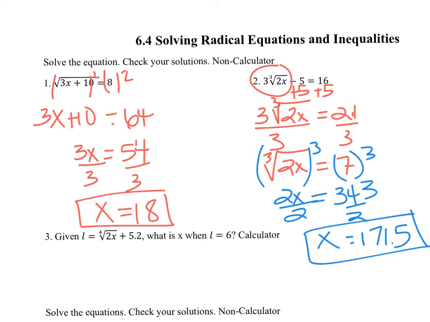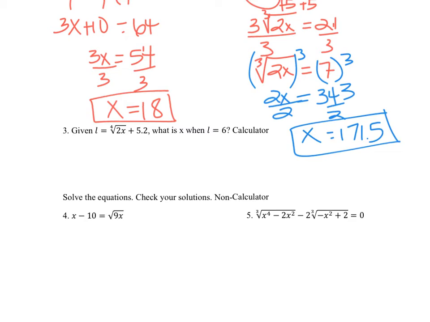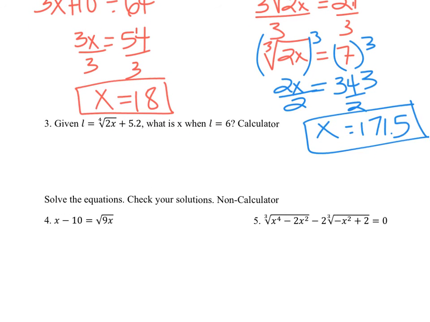I'm not going to write on that just because I want to save time. Okay, I don't want you spending a lot of time doing that, but I just wanted to make sure that you understood how to check your answer. Okay, so now it says that L is the fourth root of 2x plus 5.2. But if L is 6, what is going to be x? So it's still the same thing, but now we actually have to put the 6 in for the L and then solve. So 6 equals fourth root of 2x plus 5.2.